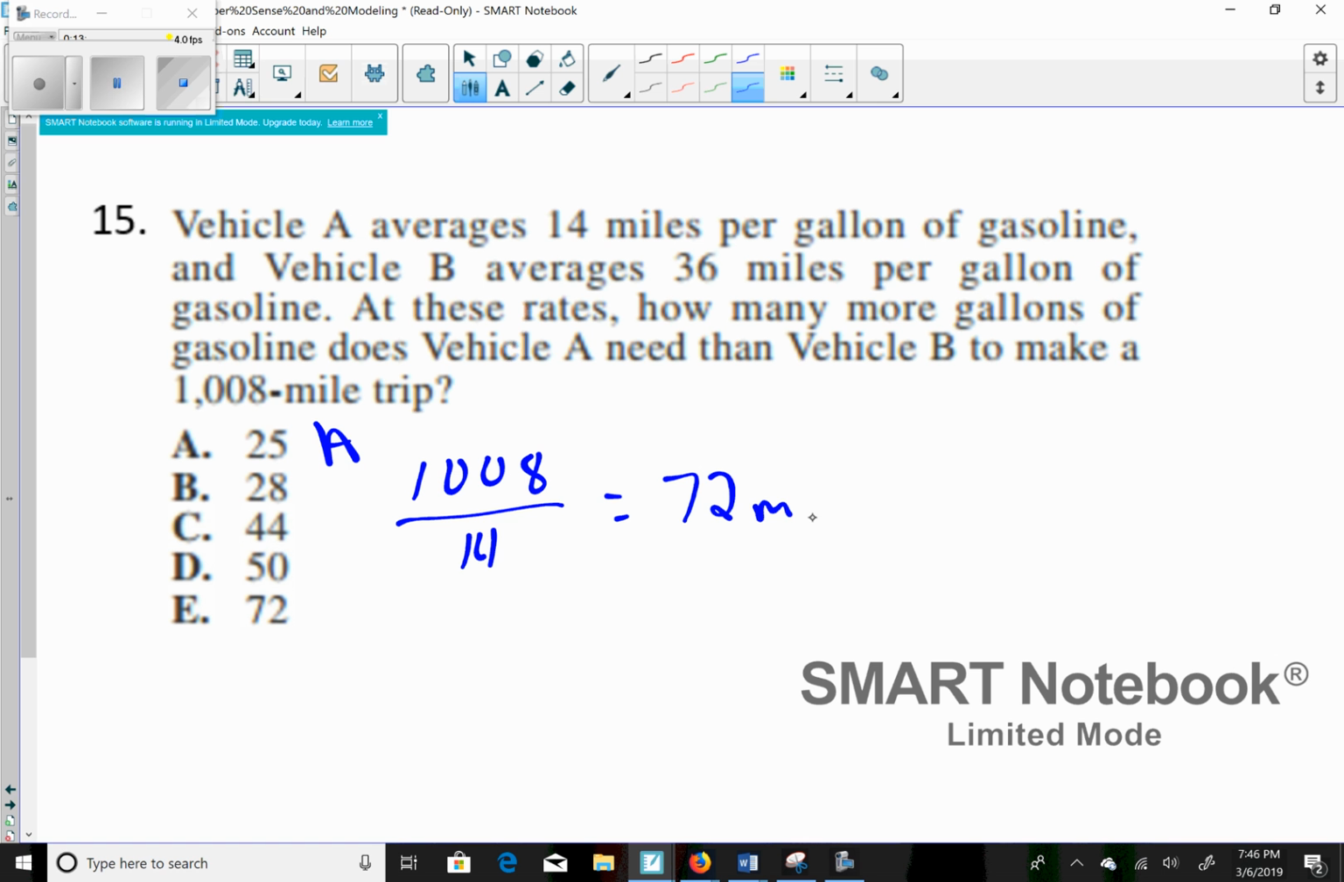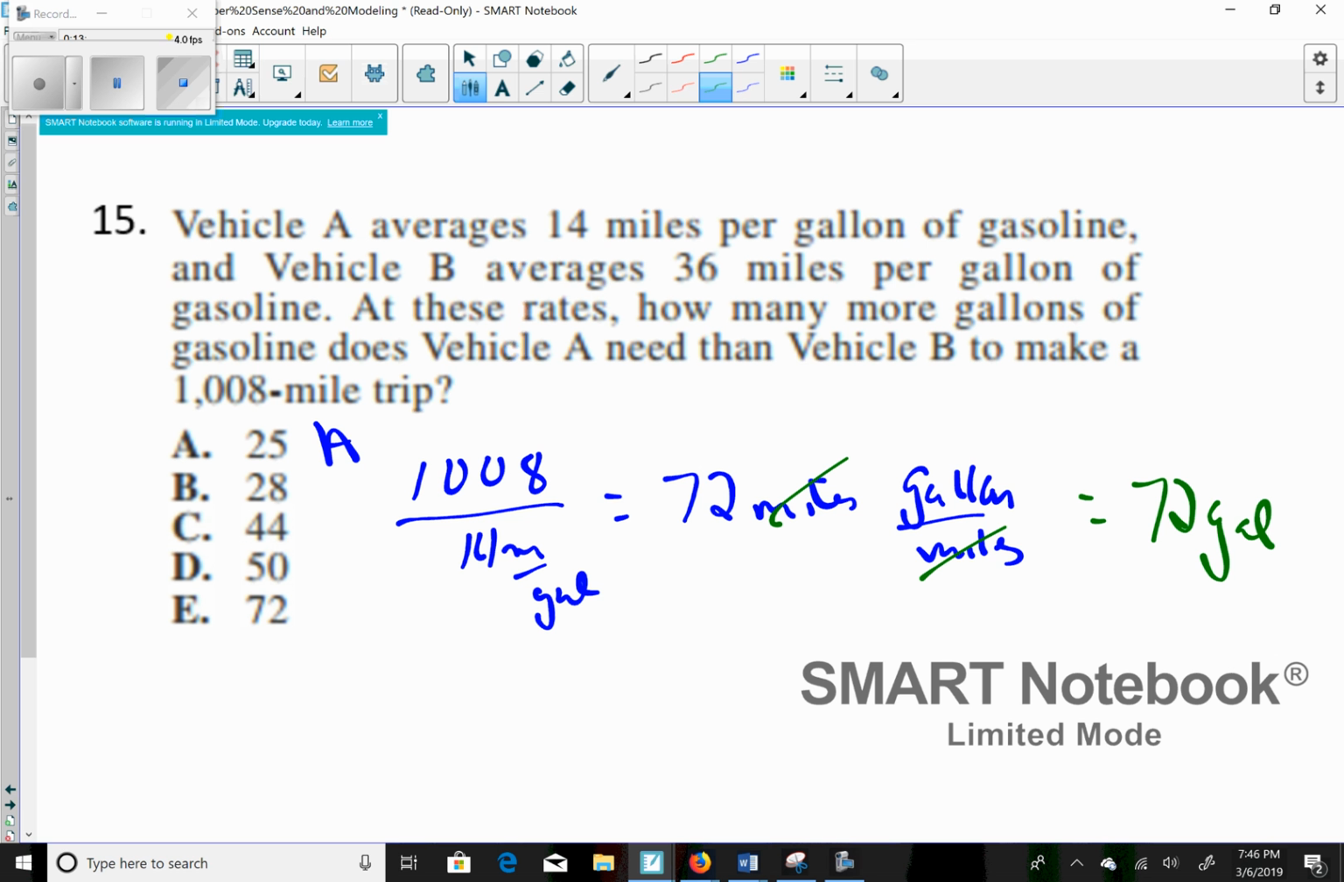miles. This is miles per gallon. So then this will be gallon per miles. And then the units of miles will simplify, but I don't know that you're going to worry about that on the ACT. And you get 72 gallons. Vehicle B, you're still going to take that 1,008, and now you're getting 36 miles to the gallon. So you divide, and you end up with 28 gallons.